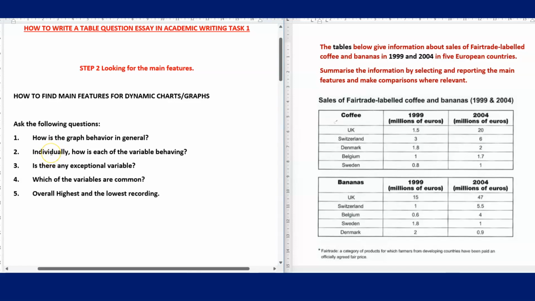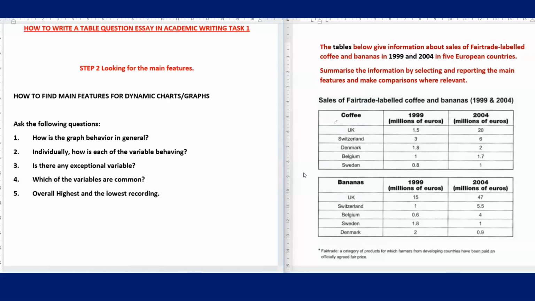Individually, how is each of the variables behaving? So if you take coffee, from what we display, we know that all of them saw an increasing trade amount, and also in banana we saw that 3 out of 5 also saw an increasing amount. Okay, so that is how the behavior is. Is there any exceptional variable? Looking at what we did now, it's very clear for you to know the exception. All right, which one is actually different.